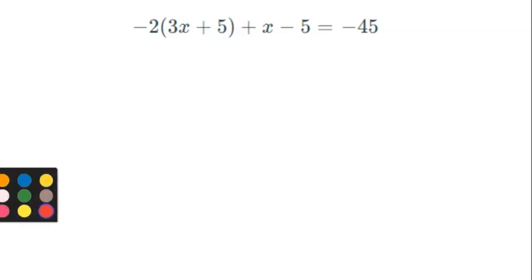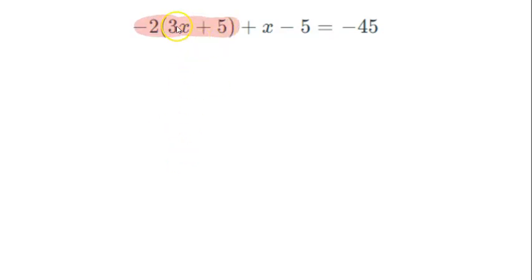So what we're working with is the -2 times, in parentheses, 3x plus 5. Whatever we're working with is going to change on the second line, but everything else is just going to be brought down. So I'm going to bring down the plus x, the minus 5, and the equals -45. And then I'm going to do this distributive property. -2 times 3x is -6x. -2 times +5 is -10.